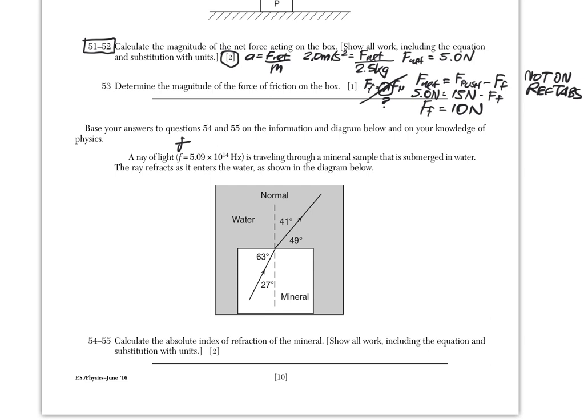Well, first of all, I can tell just by looking at this that the ray is bending away from the normal. So big N to little n, and the ray bends away from the normal.